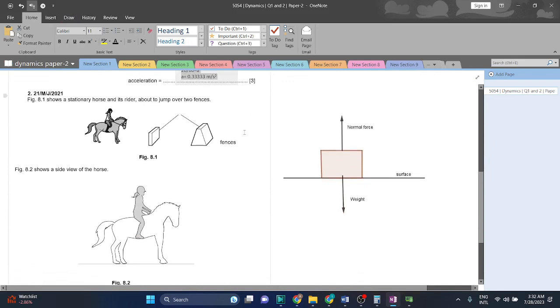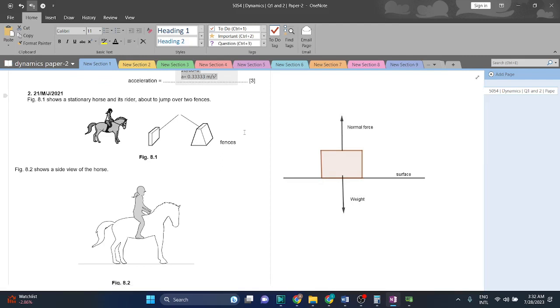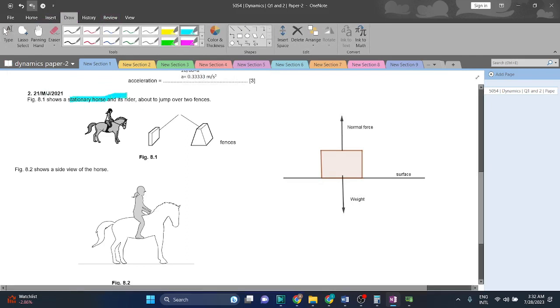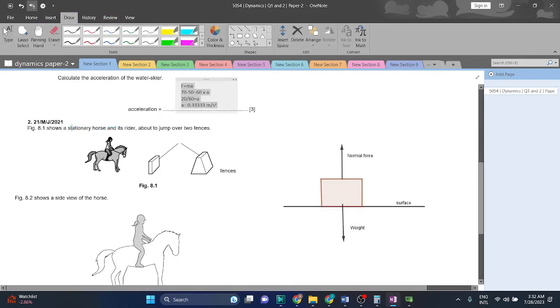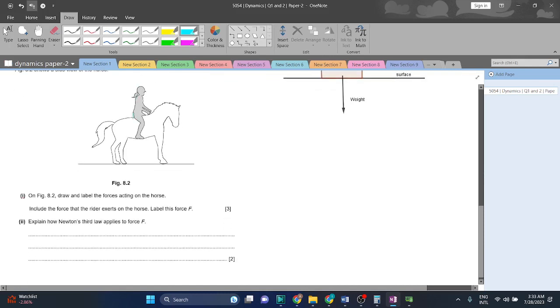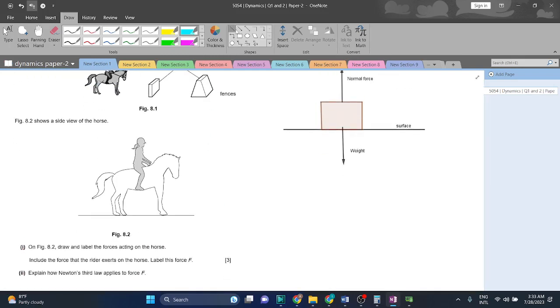Question 2. Figure 8.1 shows a stationary horse and its rider about to jump over two fences. First of all, you have to take into consideration that the horse is stationary. It hasn't jumped yet. They are trying to trick you with this. On figure 8.2, draw and label the forces acting on the horse. Include the forces that the rider exerts on the horse. Label the force by F.